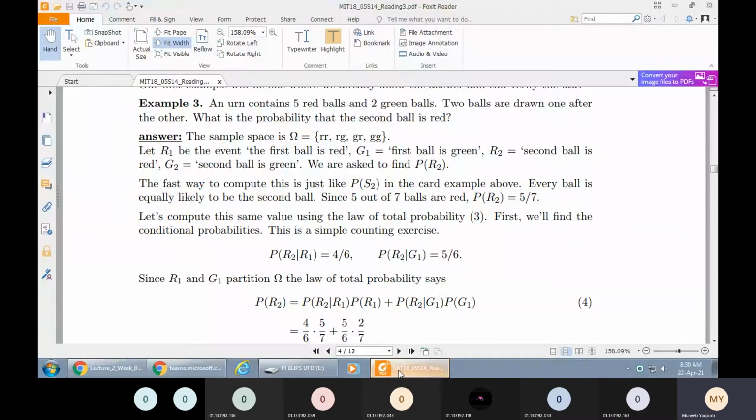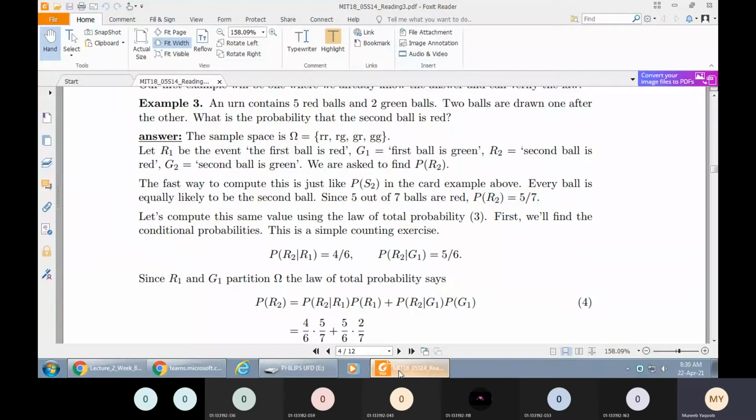Similarly, now we will apply the conditional probability one more time to calculate probability of G1 intersection R2. First of all, we will calculate probability of G1. That is the probability that the first ball drawn is a green ball. Again, there are 7 balls in the urn, and the probability that the first ball is a green ball is 2 upon 7. So probability of G1 is 2 upon 7, written just beneath equation number 4.